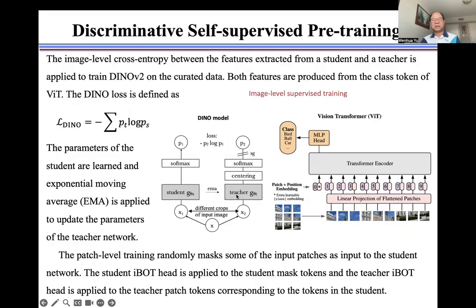Both the student network and teacher network use the vision transformer as an encoder, as shown here. The parameters of the student are learned, and an exponential moving average is applied to update the parameters of the teacher network, as shown here. The patch-level training randomly masks some of the input patches as input to the student network. The student iBOT head is applied to the student mask tokens, and the teacher iBOT head is applied to the teacher patch tokens corresponding to the tokens in the student network.